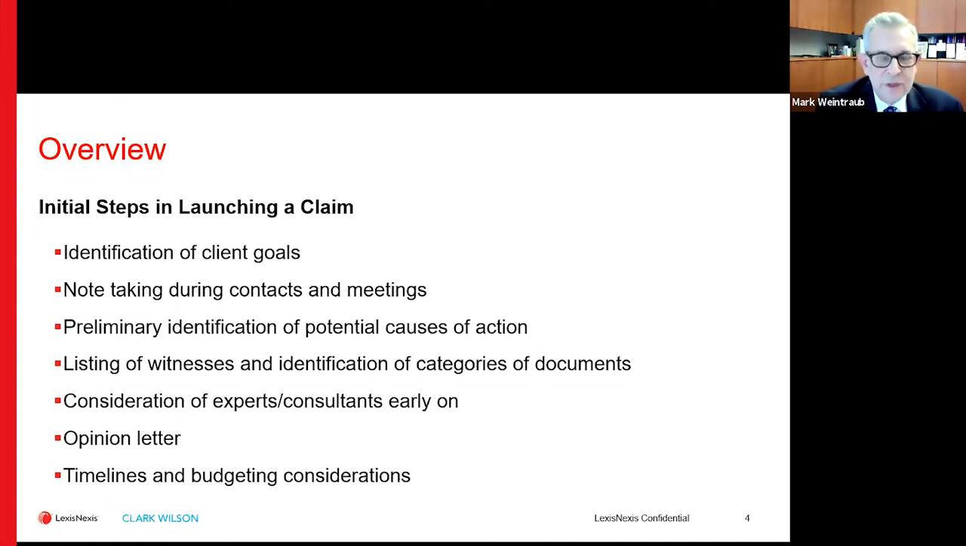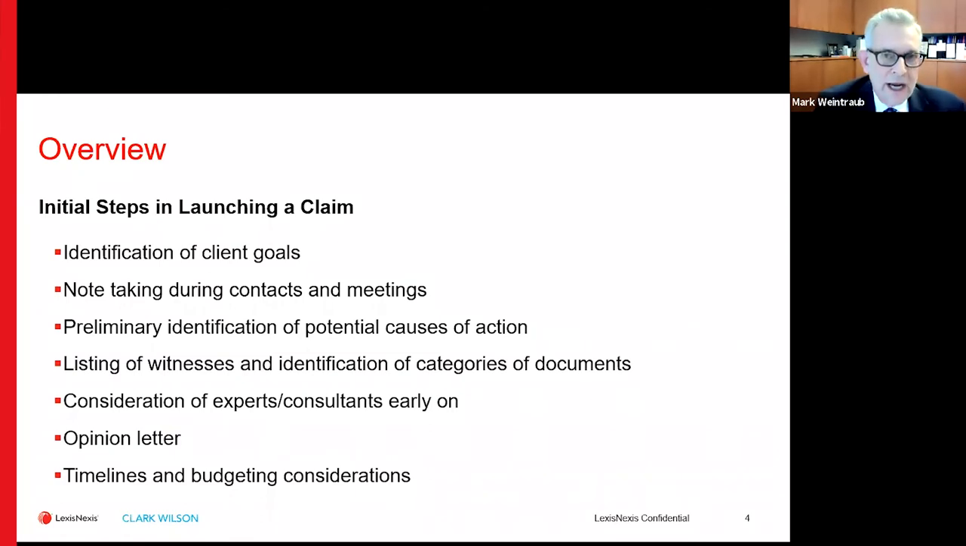The opinion letter doesn't have to be 12 or 15 pages, and we all know the dangers of going down the road of a fully researched opinion, and you end up with a very significant bill before the case is even out the door. But it is important to at least have some type of roadmap for yourself and for the client, which deals with the essential elements of the facts as they're known, the causes of action, some discussion about potential procedures, timelines, and budgeting considerations.